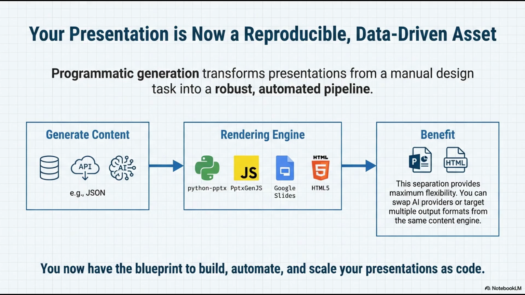The ultimate benefit? Maximum flexibility and efficiency. Imagine being able to swap out an AI provider without needing to redesign a single slide. Or generating multiple output formats, a PowerPoint deck for a live presentation and an HTML version for web publishing, all from the exact same content engine. This isn't just about automation, it's about shifting your mindset. You now have the blueprint to build, automate, and truly scale your presentations as code. Are you ready to embrace this future and transform your presentation workflow?